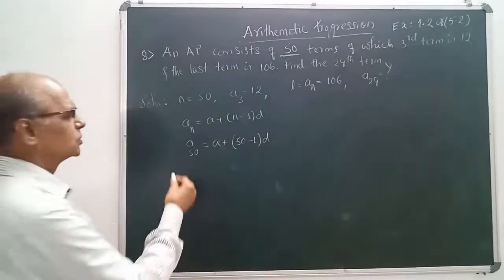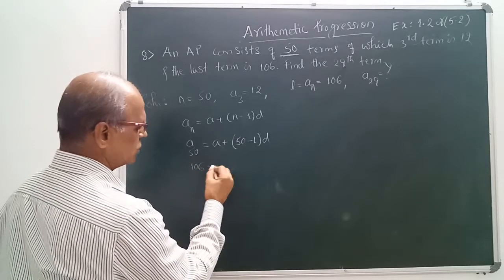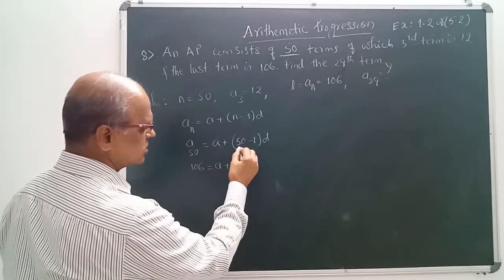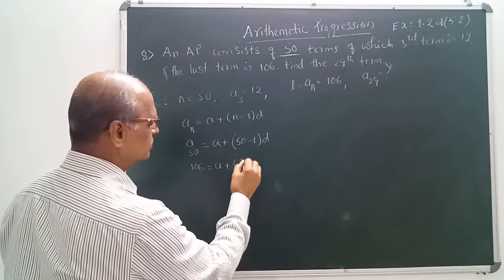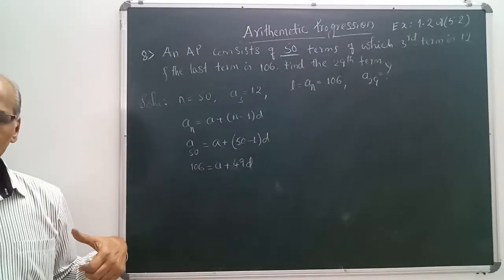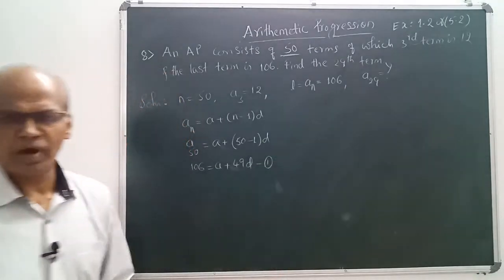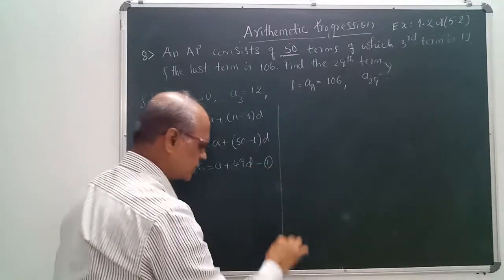Now here A50 is how much? 106 is equal to A, we don't know, plus 50 minus 1 is 49D. D is also not known. A is also not known. Let it be. Okay, so let this be equation 1.